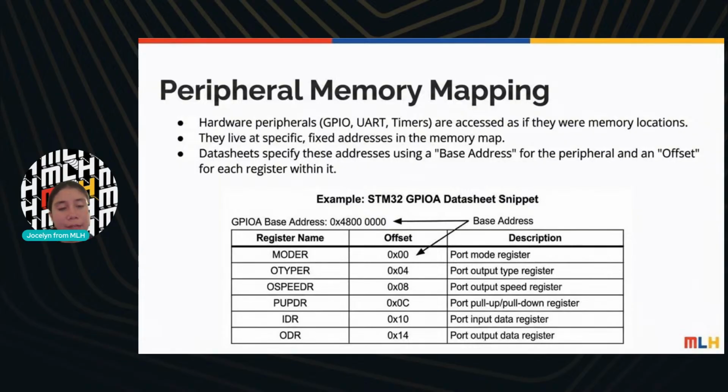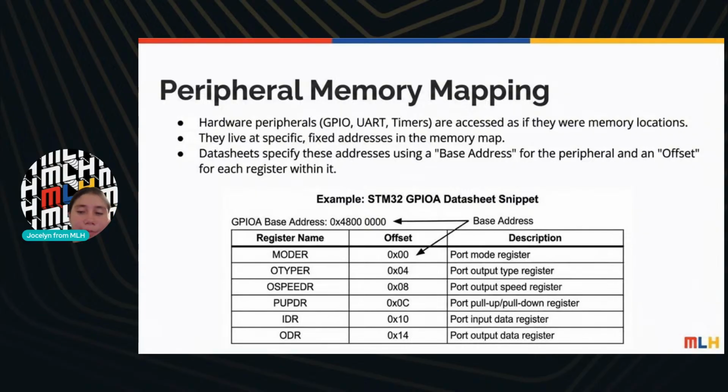Here we have an example. We have the register name, such as MODER, OTYPER, and so on. Then we have our base address, and then we have the offset. Let's say that I want to access the first register, which is MODER. I'm going to type the base address, and then I can just use the offset, 0x00, but I need to keep the base address for everything.